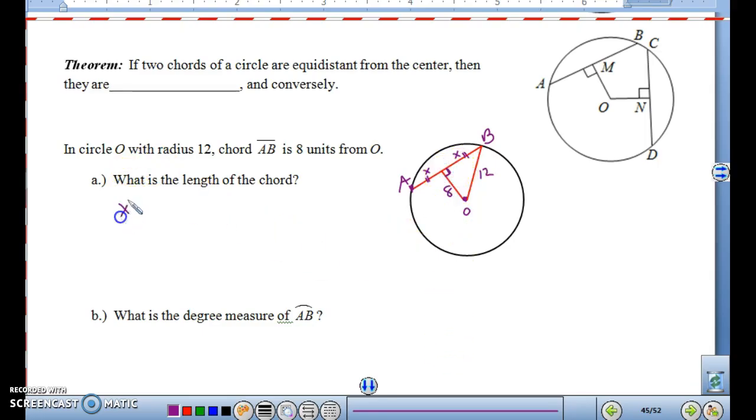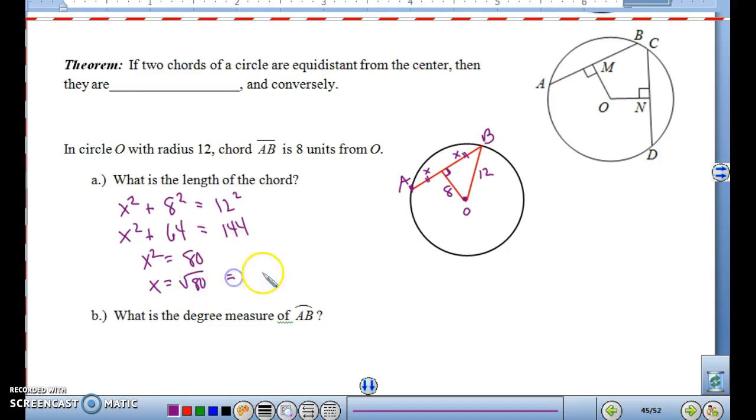So that means that x squared plus 8 squared is equal to 12 squared. So x squared plus 64 equals 144. Subtract 64, and x squared will equal 80. Take the square root of both sides. That will be the square root of 80, and the square root of 80 is the square root of 16 times 5, which is 4 radical 5.